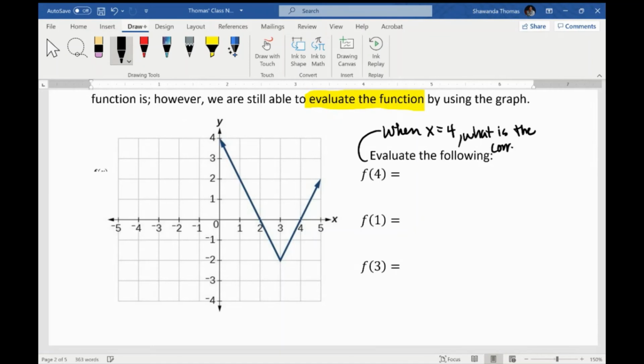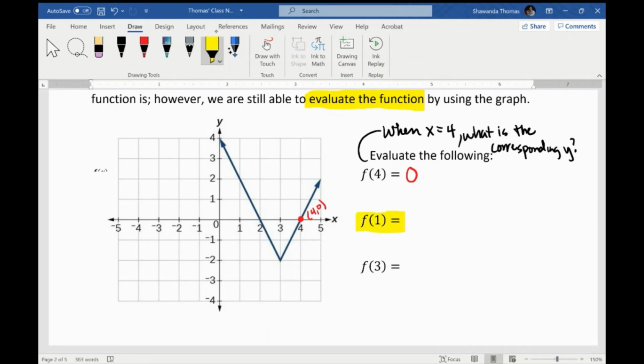Is it 0? Very nice. Because this is x equals 4 right here, and the point on the graph is (4, 0). So the answer is 0 for this one. All right, let's go to the next one.